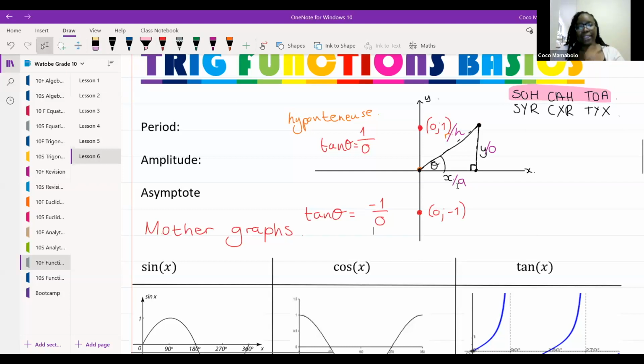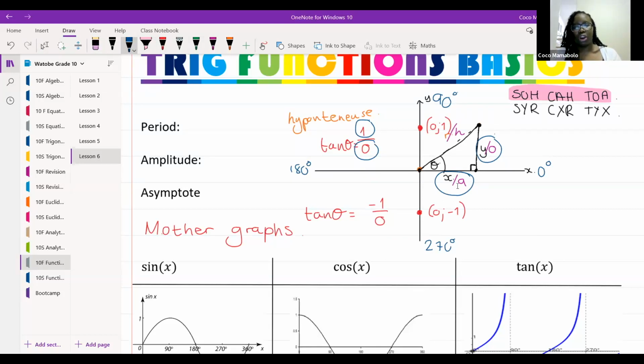Good. Excellent. Because this thing over here is 90 degrees, and this thing here at the bottom is 270 degrees. This one over here is 180 degrees, and this one is 0. At tan of 90, I'm going to go y value over x value. My y value is 1. My x value is 0. I'm going to get an undefined function.